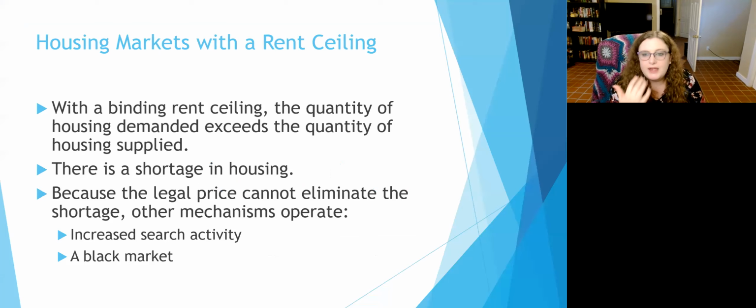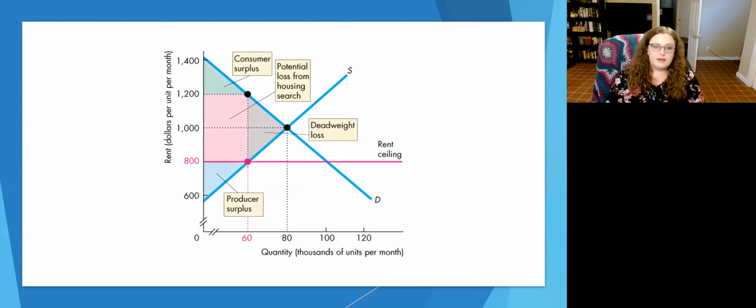So with a binding rent ceiling, the quantity of housing demanded exceeds the quantity of housing supplied. Remember, that's what I said earlier about like 300 people would want apartments, but only 200 apartments are there. That means that there's a shortage, and because of shortage, we might see other mechanisms happening, such as it takes longer to find an apartment, you might have to pay more to apply for more apartments, and black markets might exist. Okay, so with that, we see that we might have a deadweight loss that exists.